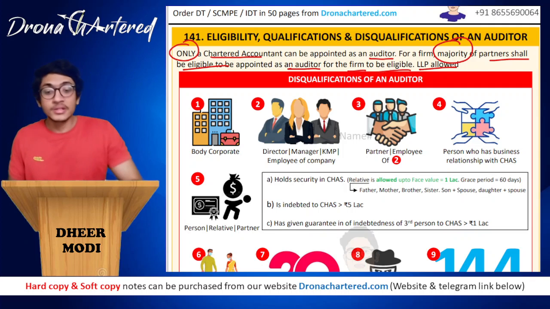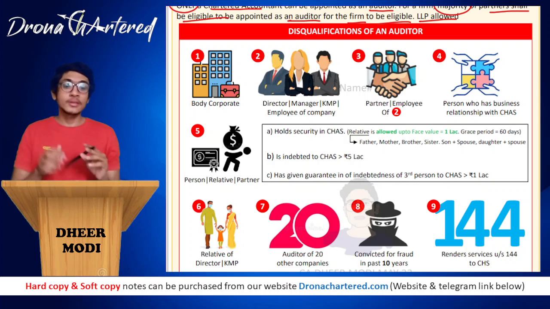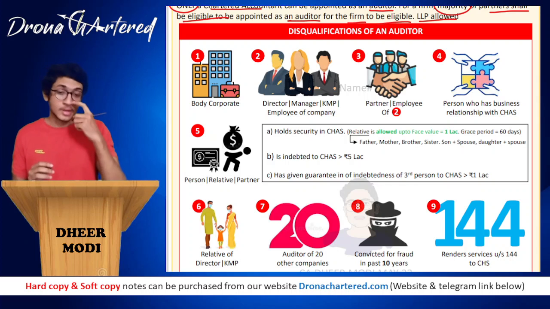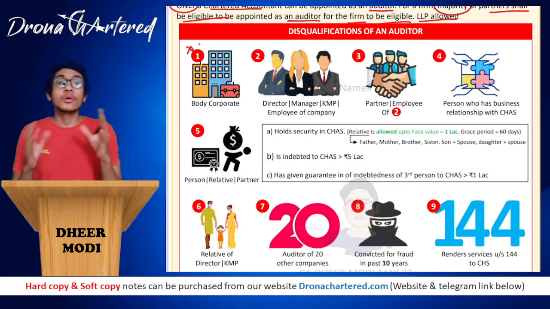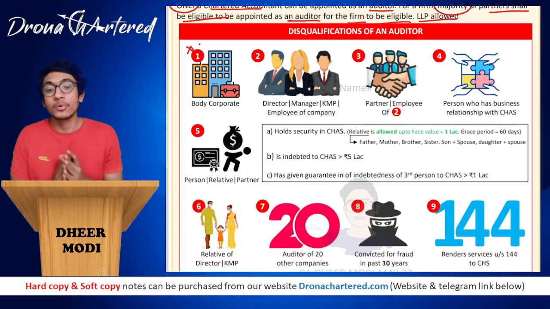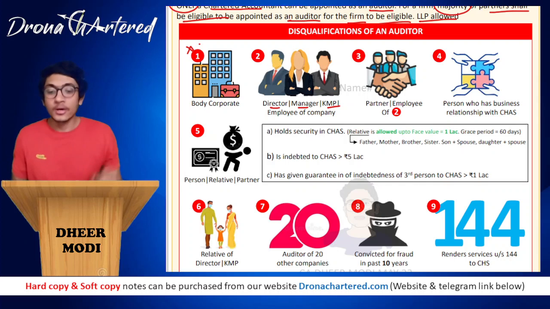So, disqualifications of an auditor. I put this in a colorful icon so that you remember these. There are basically 9 disqualifications. First and foremost, a body corporate is not allowed. If you are a body corporate, if you are a company, you are not allowed to be an auditor. Any director, manager, or KMP or employee of the company is also not allowed to be an auditor.